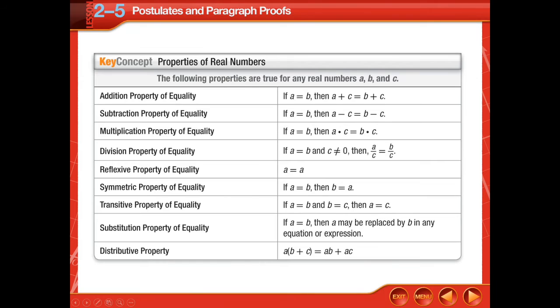So this slide is a review of properties of real numbers that you should have learned in Algebra 1 and Algebra 2. I would suggest reviewing them. I am posting a copy of this PowerPoint as a Google slide, so you do not have to copy all of these, but I would read through them to make sure that you are familiar with them. These are our algebraic properties, and many of our theorems that we develop are going to be based off of these algebraic properties of equality.